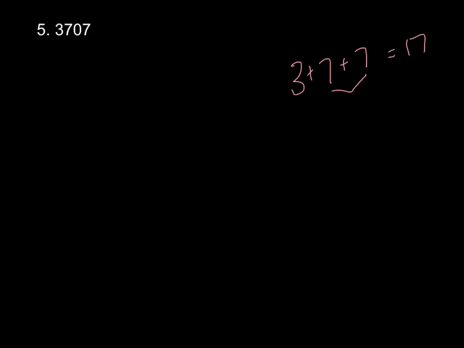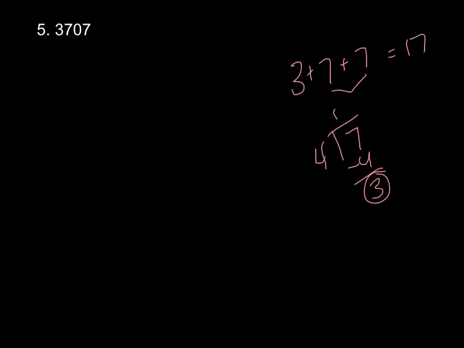Okay, let's try 4. The last 2 digits are divisible by 4. Is 07 divisible by 4? Nope, I have a remainder of 3. 5, 1's digit is 5 or 0? Nope. 6, number is divisible by 2 and 3? Nope. Sum of digits is divisible by 9 for 9. Nope, 9 doesn't go into 17. And for 10, 1's digit is a 0. Nope, 1's digit is not a 0.